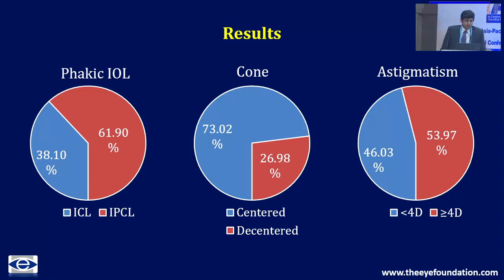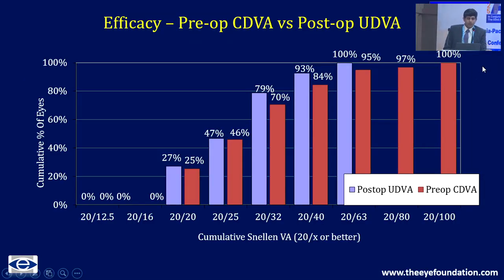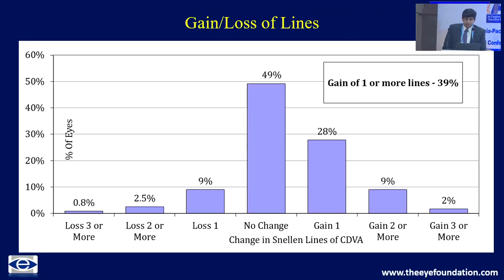And the IPCL was used in 62% and the ICL in 38%. The cone was centered in nearly 3/4 of the cases and decentered in the rest. And an astigmatism of 4 or more diopters was seen in 54% of the patients. So the postoperative spherical equivalent was within half a diopter in 80% of the cases and within 1 diopter in 90% of the cases. There was, of course, an improvement when the preoperative corrected vision was compared to the postoperative uncorrected visual acuity. 39% of the patients had a visual gain of 1 or more lines after the surgery that they did not have before the surgery.